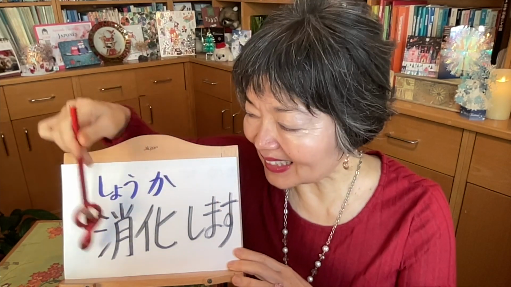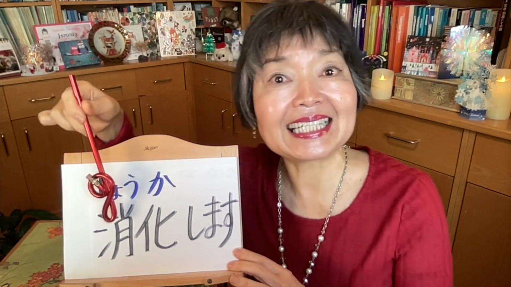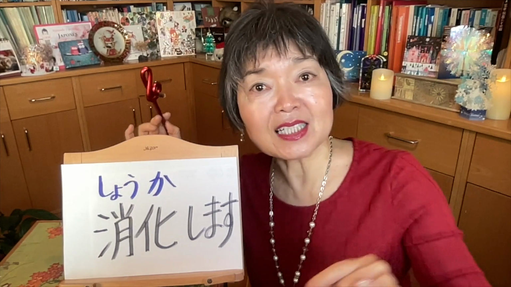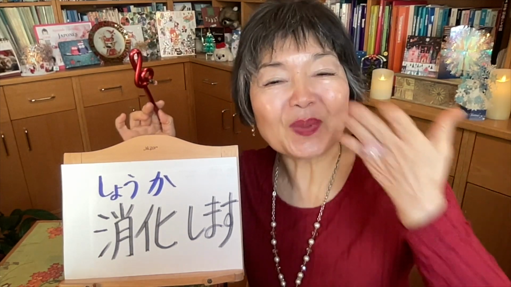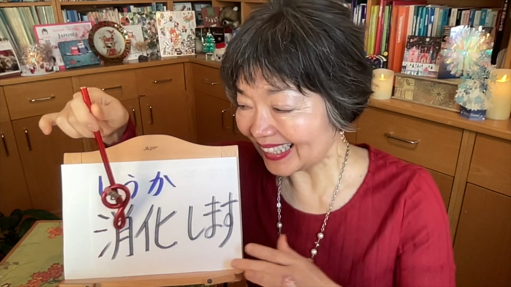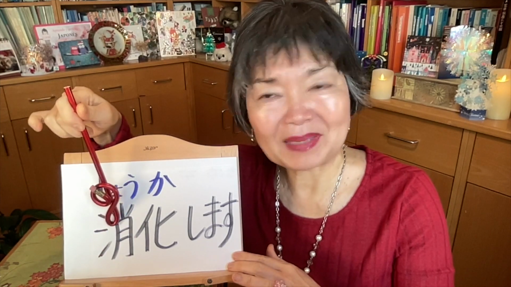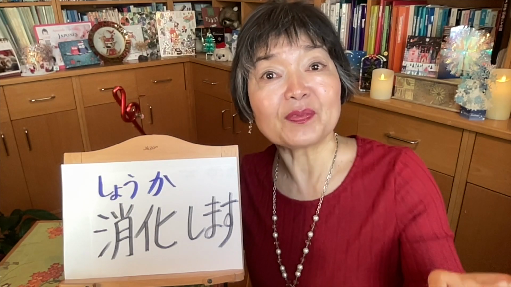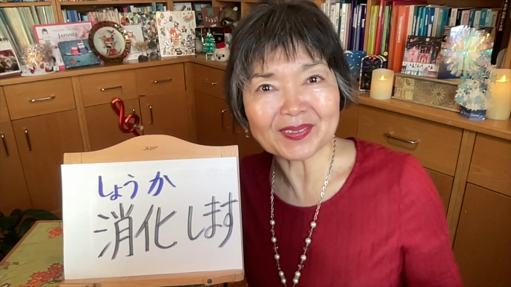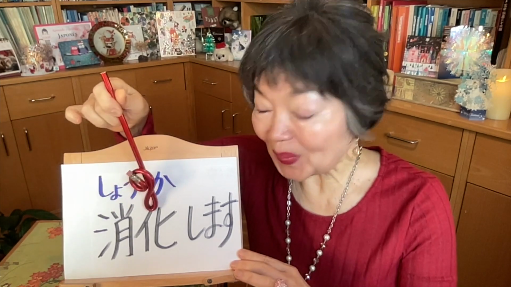Digestion, 消化. And the verb to digest, 消化します. And look at these kanjis. 消, this is 消えます, to disappear. And か, to change into something else. When we eat something, the food disappears. But like this, 消えます. And か, and the food changes into different things, different materials. So, 消化します.